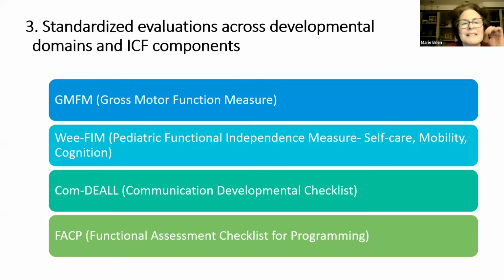We also have some standardized evaluations that may be used across different developmental domains and ICF components. We have the Gross Motor Function Measure. We have the WeeFIM, which is a pediatric functional independence measure that looks at self-care, mobility, and cognition. We have the COMDEL, the communication developmental checklist, and we have the FACP, the functional assessment checklist for programming.